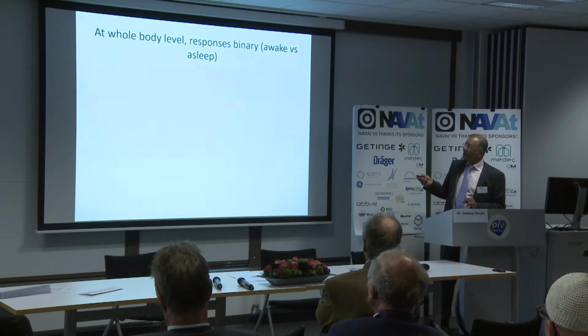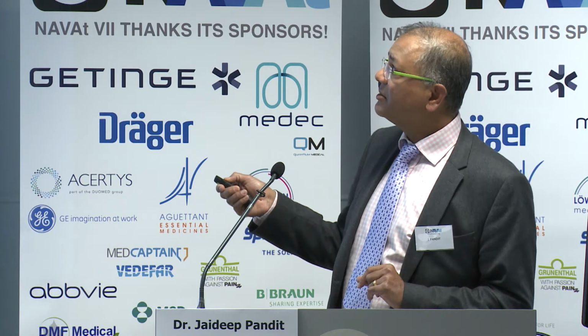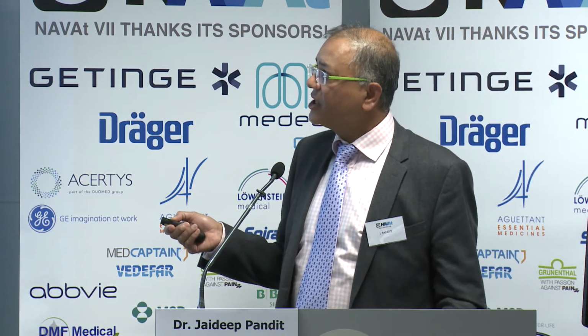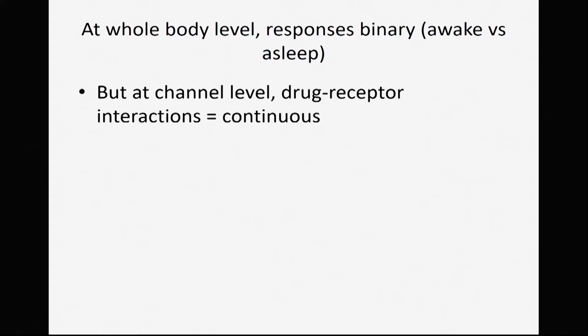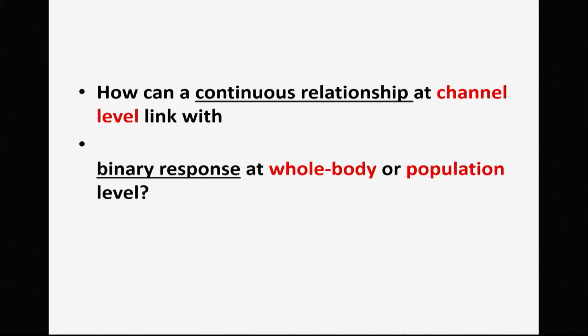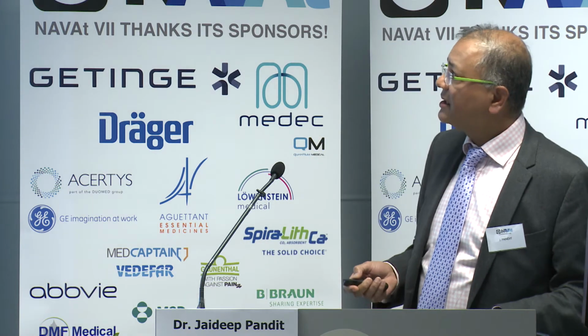At whole body level, however, we've said our responses are binary, awake versus asleep. Okay, we're critical about that, but let's accept that. However, if we accept that, there's a challenge, because at channel level, right down at the bottom, drug-receptor interactions aren't binary, they're continuous. They're a dose-response curve. So a challenge is how can a continuous relationship at channel level, which we all accept, explain a binary response at whole body or population level?